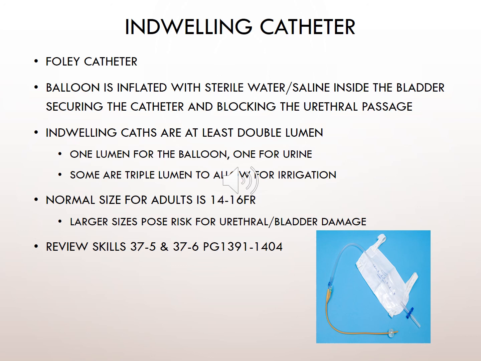There are different lumens as far as indwelling caths. One lumen is for the balloon where you're going to hook your sterile water, and then one is for the urine that comes out. Occasionally you'll have what's called a triple lumen, and this is to allow if we need to do some type of irrigation with the bladder. The normal size of an indwelling catheter for adults is if we use a 14 to 16 French. If we are going to use larger sizes, we are posing a risk for urethral damage. And a lot of times if a larger catheter is needed, it's on a specialized type of patient.